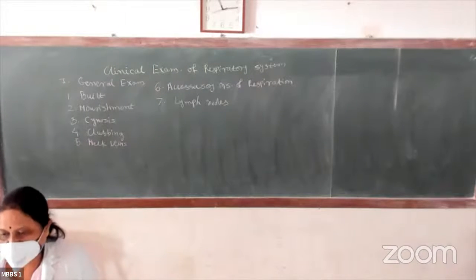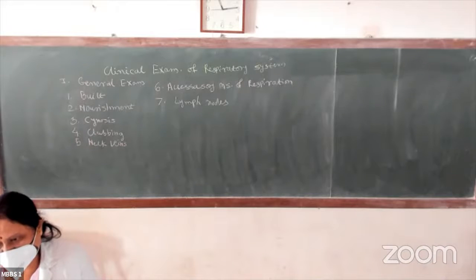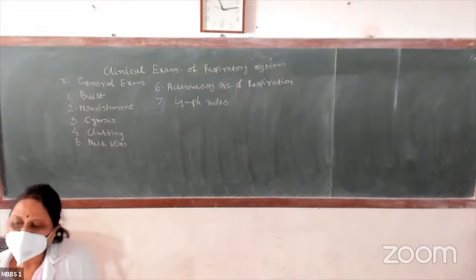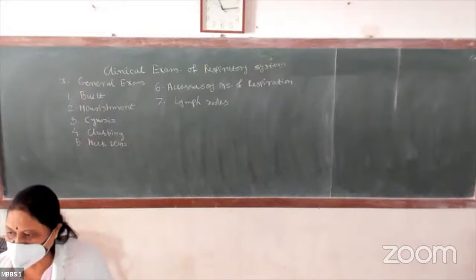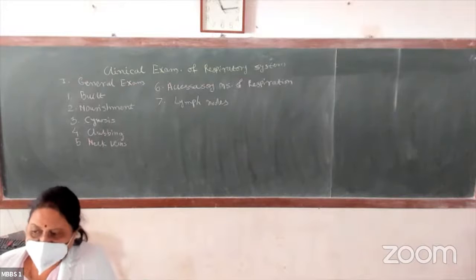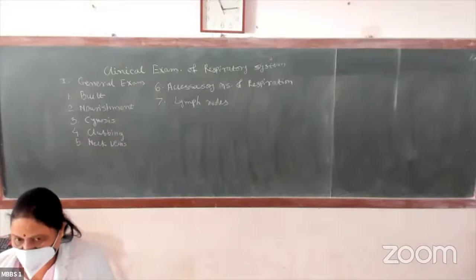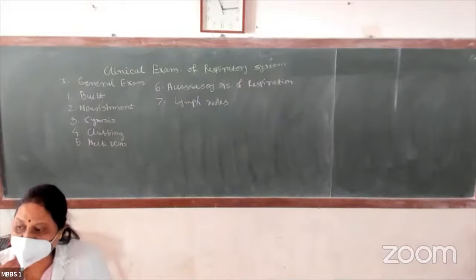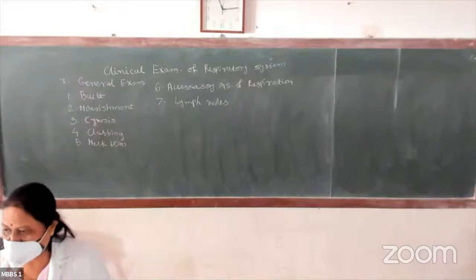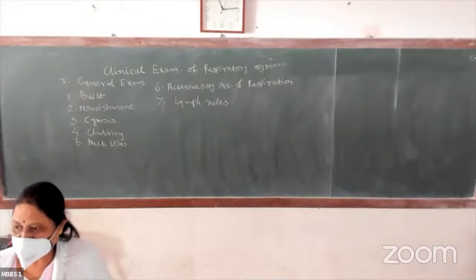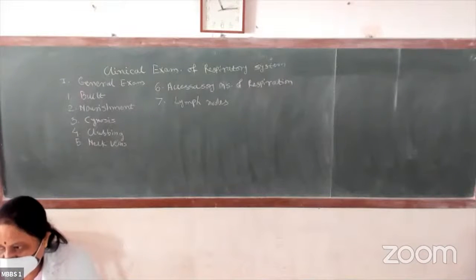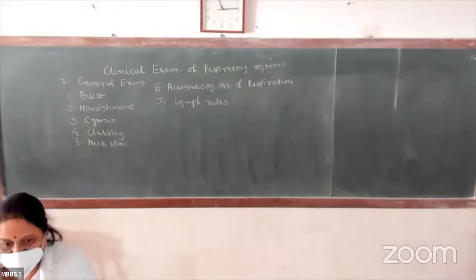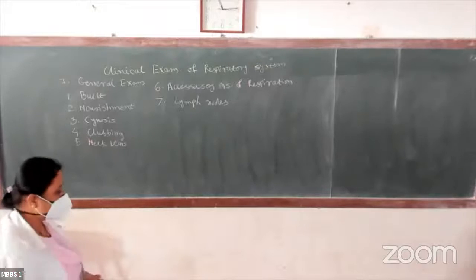Can I repeat the general examination again? Last is the examination of the lymph nodes. Suppose the patient is a known case of tuberculosis. Lymph nodes are enlarged. Cervical lymph nodes are enlarged. Axillary lymph nodes are enlarged. In any infectious disease, the lymph nodes also get infected and there is an enlargement of the lymph nodes. So, examination of the lymph nodes.